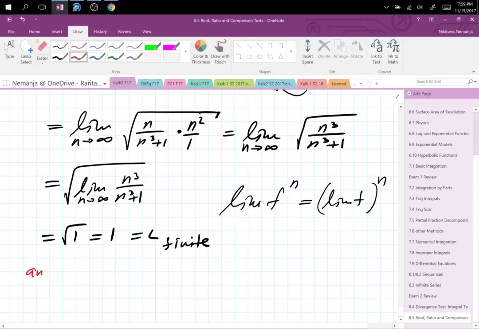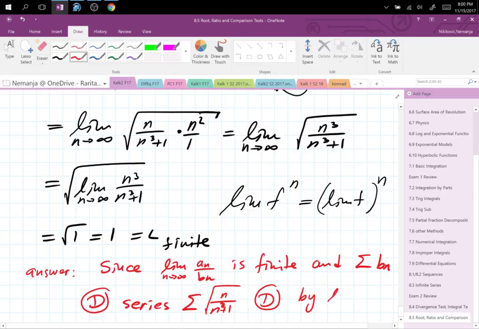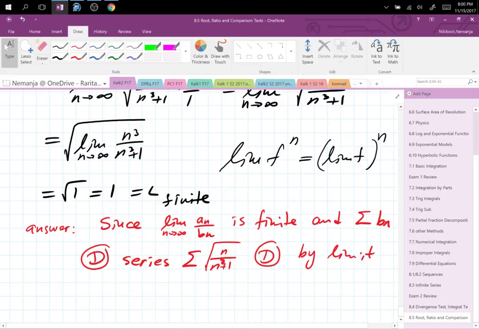So now I get to write the answer. Since the limit as n goes to infinity of a_n over b_n is finite, and summation b_n diverges, the series summation of square root of n over n cubed plus 1 diverges by the limit comparison test. Yay.